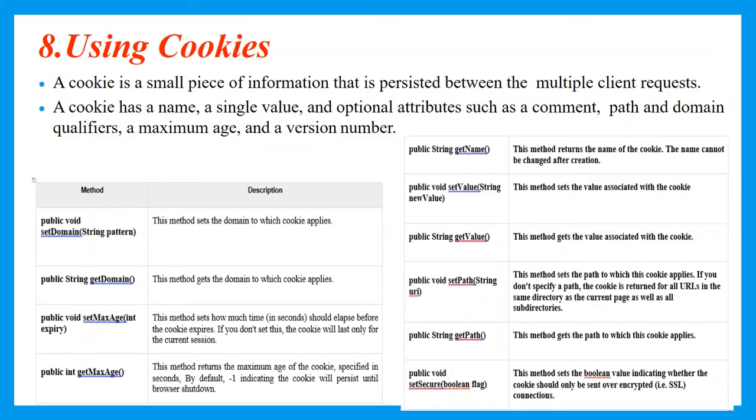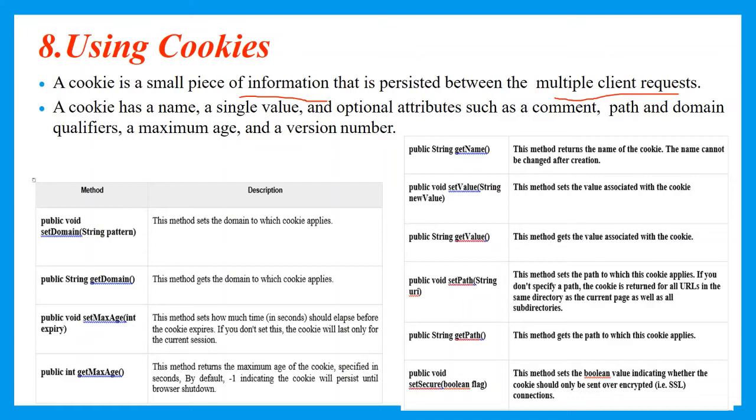This is about using cookies. A cookie is a small piece of information that is persisted between multiple client requests. I can also define that the cookie is going to keep the information about the browser, or the history information about the browser. That is what we call cookies.